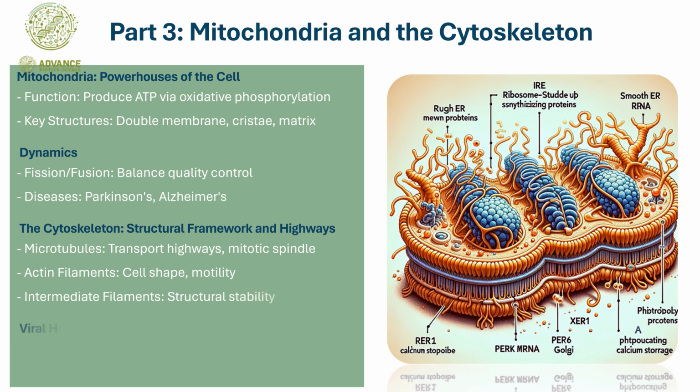Viral manipulation of the cytoskeleton. Viruses often hijack the cytoskeleton to facilitate their transport and replication. Vaccinia virus and actin filaments: vaccinia virus activates actin polymerization, propelling itself through the cell. HSV and dynein: herpes simplex virus uses dynein to travel retrogradely along microtubules to reach the nucleus.